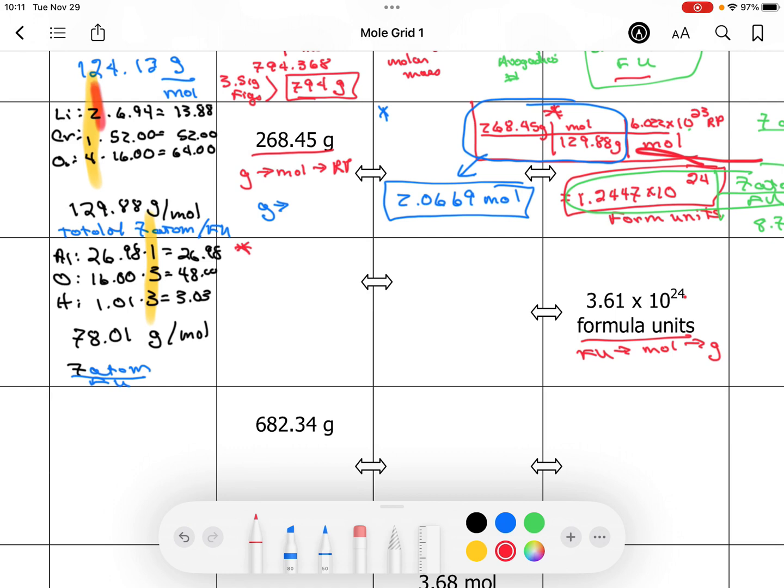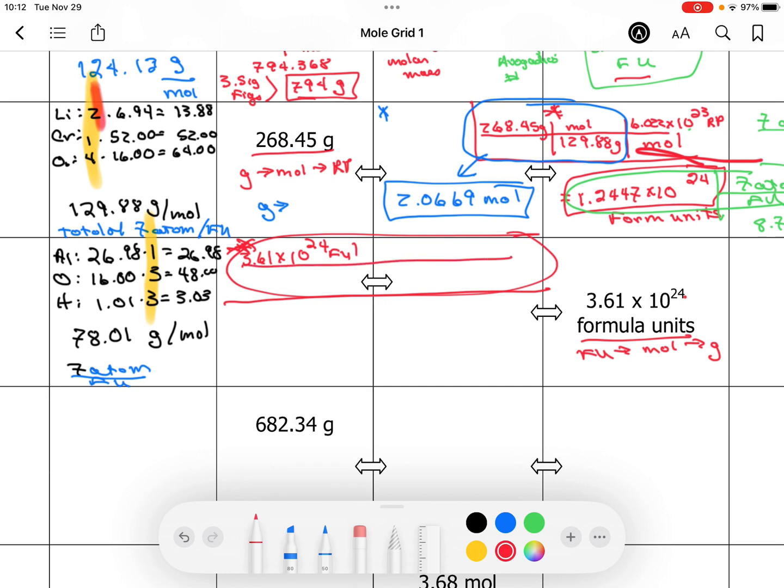I'm going to start this here, and I'm actually going to take most of this. I'm going to take this whole thing for this. So I have 3.61 times 10 to the 21st formula units. Our first order of business will be to use Avogadro's number to convert formula units to moles. And then we will use our molar mass from right here to convert moles to mass.